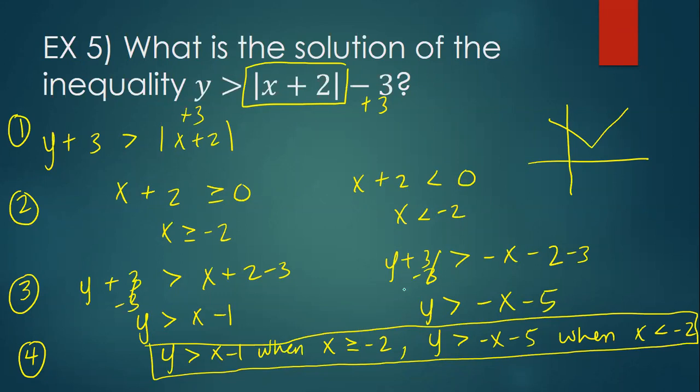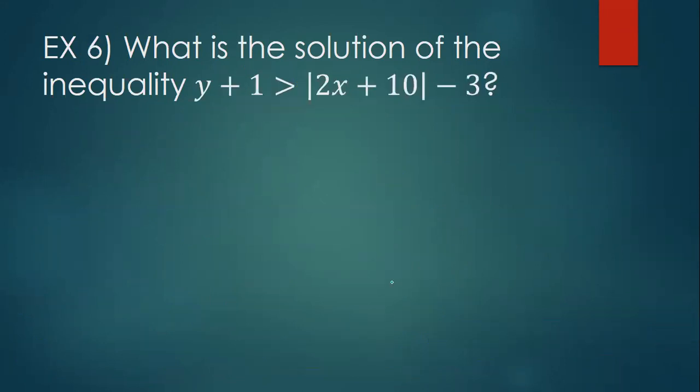We're going to try one more, following the 4 steps. So again, step 1 is you need to get the absolute value by itself, this guy alone. So I'm going to add 3. So now I'm working with y plus 4 is greater than the absolute value of 2x plus 10.